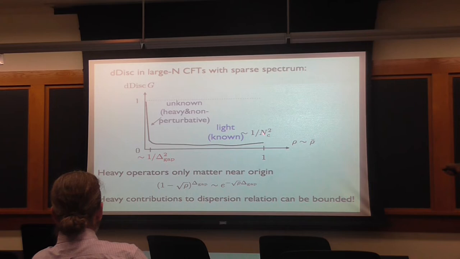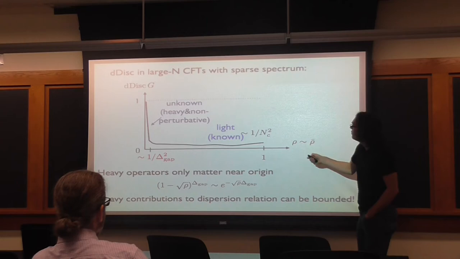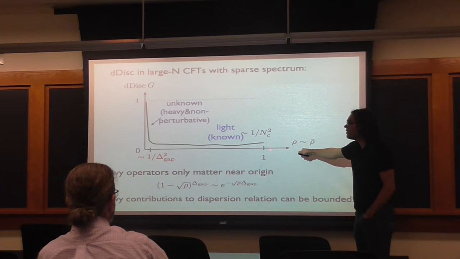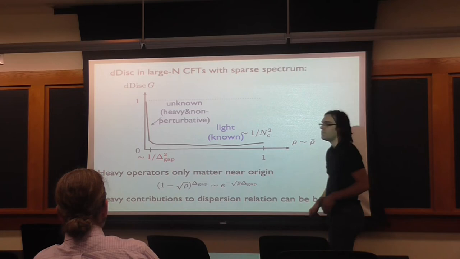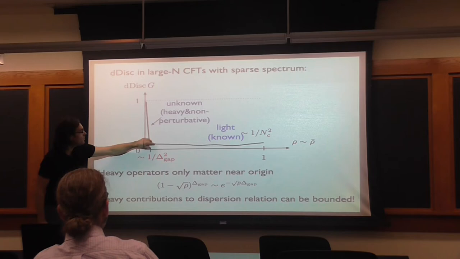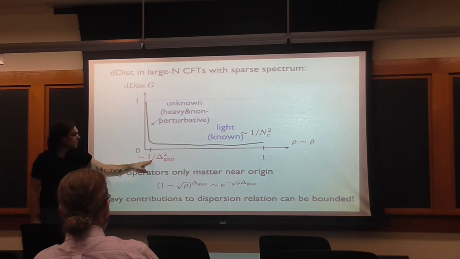And now imagine what happens when you have a heavy operator. Plug the heavy operator into the OPE expansion, so we have to use the expansion around 1 minus z-bar here, which is around 1 in this picture. If you plug 1 minus something to a large exponent, it's basically something that's exponentially small. So the heavy operators can only appear if you squeeze to that part of the plot. So the heavy operators only contribute to this part of the plot, a region whose size is controlled by this gap.